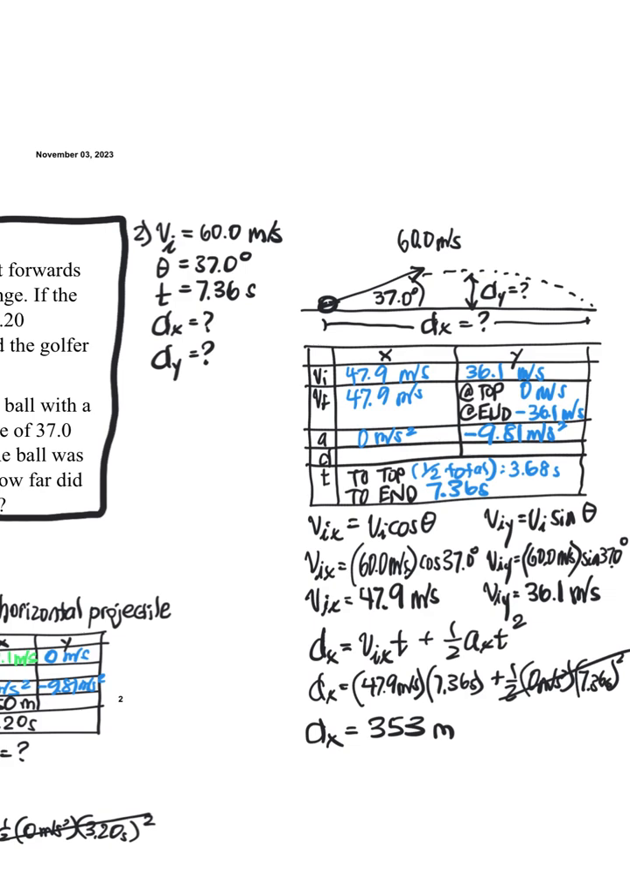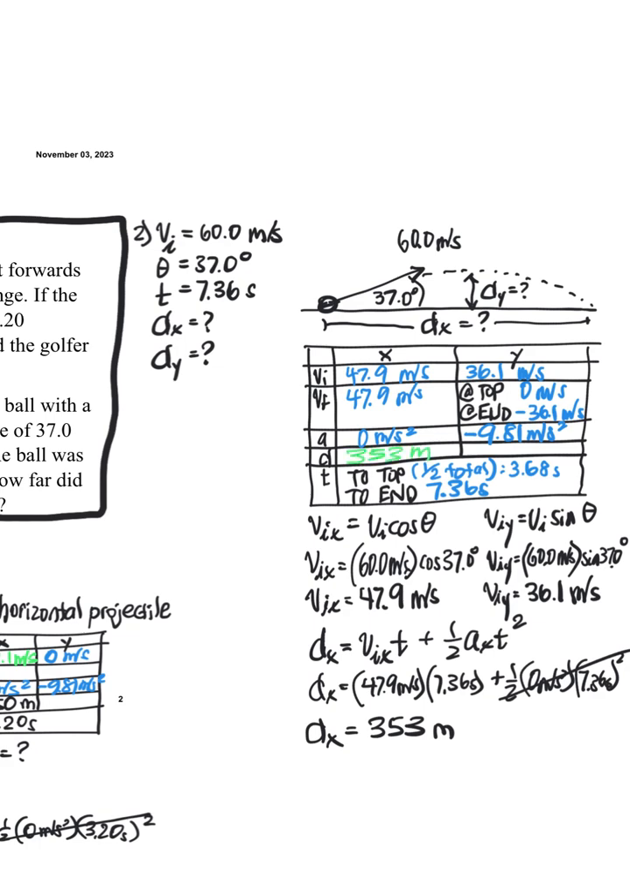Again, we're in like a low gravity environment here or something. Or rather, no, it's 9.81. Sorry, it's not low gravity. It's normal gravity. But it's in a vacuum. There's no air resistance. So anyway, 353 meters. That's pretty far, but that is how far the ball goes.